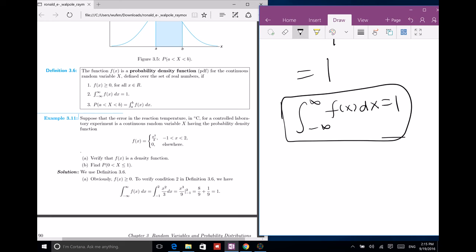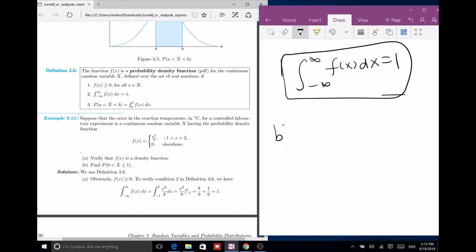Okay. And next is question B: find the probability P(0 <= x <= 1). Even if you don't include 0, if we put a 0 here, it's okay, because at one point the probability is 0, so it does not really matter. So you can contain 0 or not contain 0, it doesn't matter.